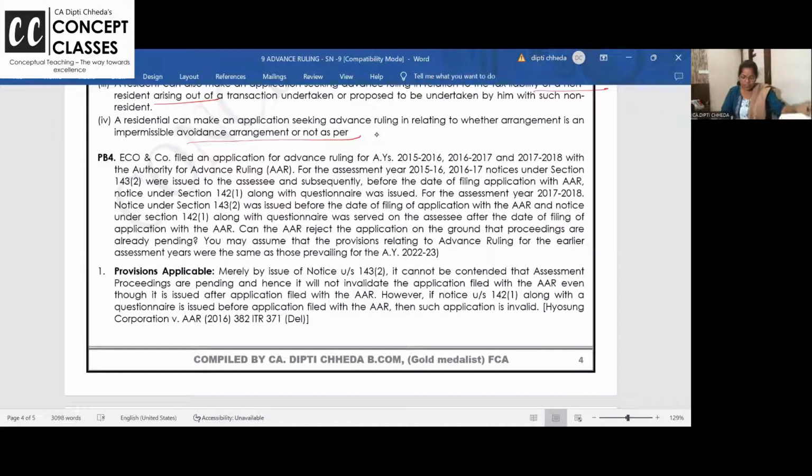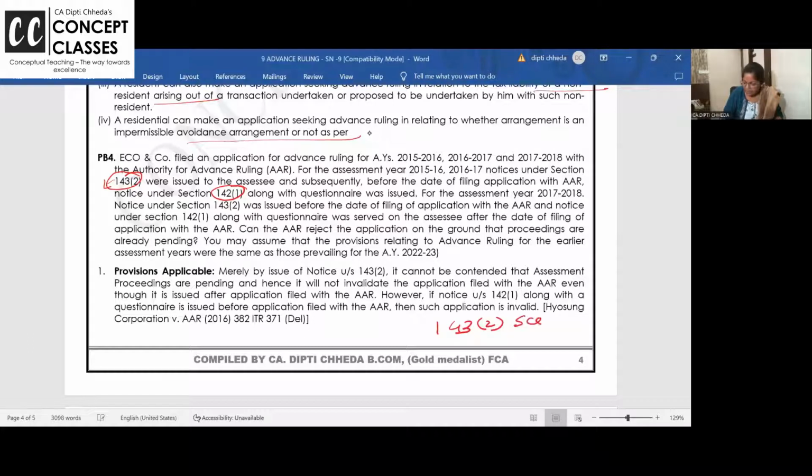For assessment years 15-16 and 16-17, notices under section 143(2) were issued. Do you know what 143(2) is? I want all of you to write. In case you have forgotten, can anyone in the class recollect? I'm going to discuss 2-3 questions here. Very good, 143(2) is scrutiny. I want all of you to write.